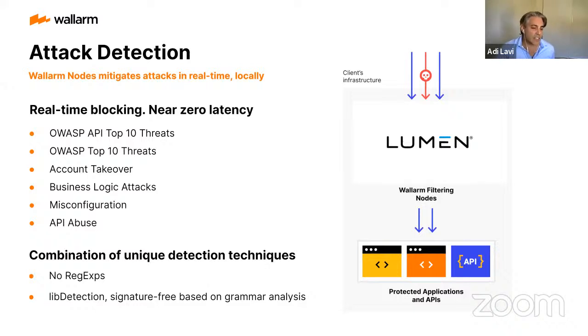So our detection is not based on regular expressions. We use the libdetection library, one of our techniques, and it's basically based on grammar. Hopefully you can understand me, right? We're speaking English, and you know that I'm not using any bad or slur words. That is kind of how the Wallarm solution works. We understand the protocol, we understand the request, and therefore we can detect and mitigate any malicious request.